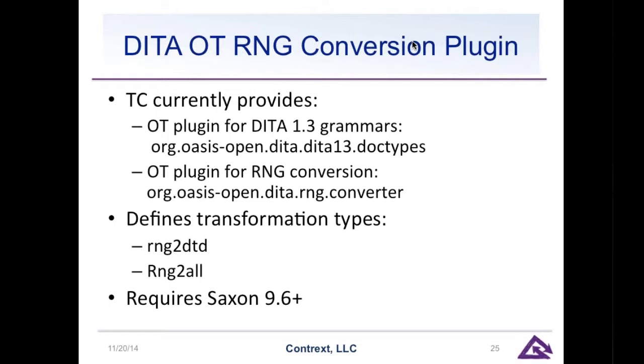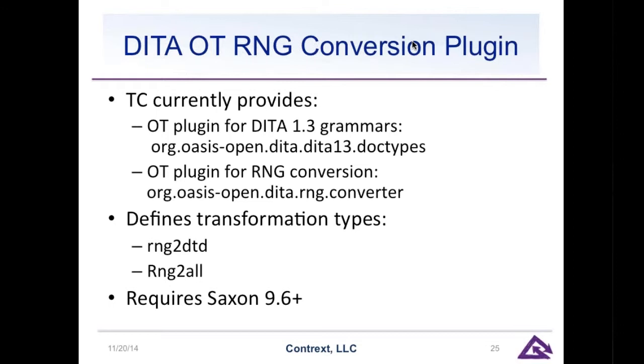So what we have today is an Open Toolkit plugin that has all of the DITA 1.3 grammars, the DTDs, XSDs, RelaxNGs as a plugin, and then I've implemented a plugin that provides the conversion. We haven't decided where that's going to go for public distribution. It's not there yet, and I haven't committed it to this SVN repository yet because I've only worked on it this week, but it'll be available.